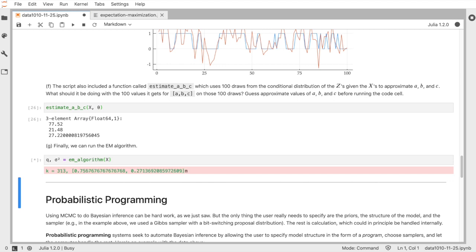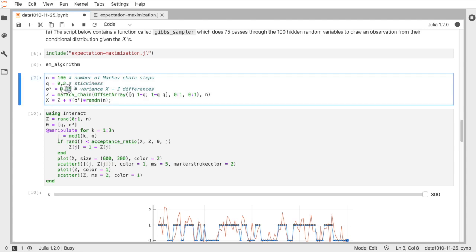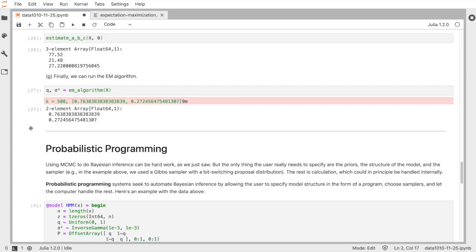And likewise, it's moving towards a sigma squared value pretty close to 0.25, which is the value that we use to generate these data. And we wouldn't really expect to get these values much closer because we only had 100 observations. So even if we could see the exact value of Z, we wouldn't expect a particularly great estimate of the staying probability. And likewise, you would expect a bit of error in the estimate of sigma squared due to the fact that we only have 100 observations from the normal distribution generating the noise.